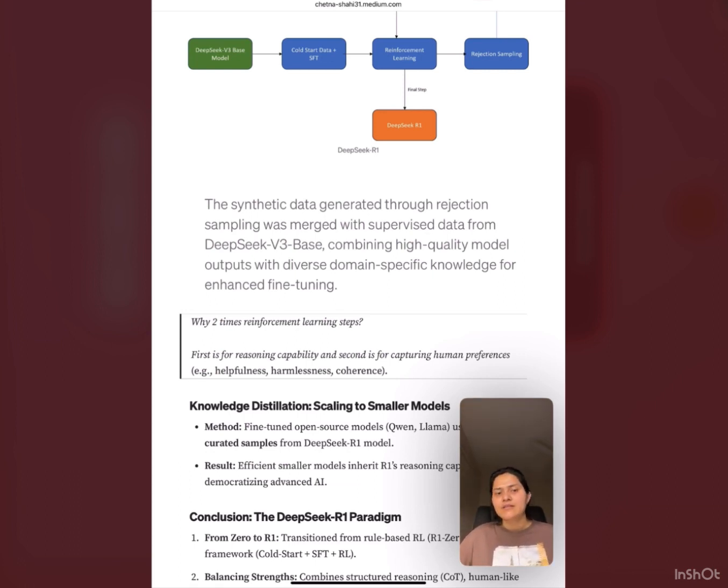So this is the training process of how DeepSeek-R1 was trained. We saw that there were two times that the reinforcement learning step was happening. We understood that the first was to ensure that the reasoning capability is incorporated well. The second was to ensure that we have captured the human preferences well. The answer should be in a proper, more readable format, should be able to do the domain specific tasks well, and the response should be more helpful, less harmful, all of that.